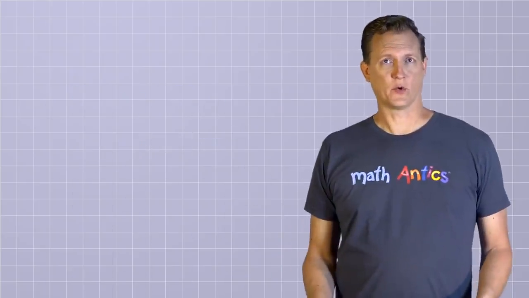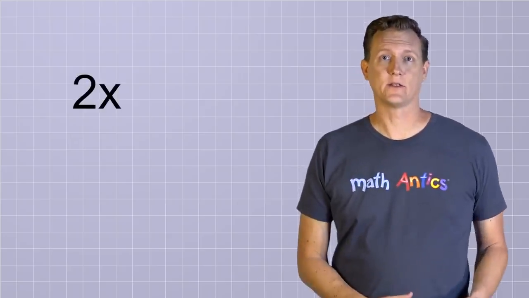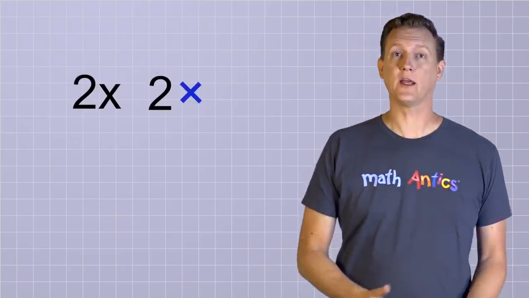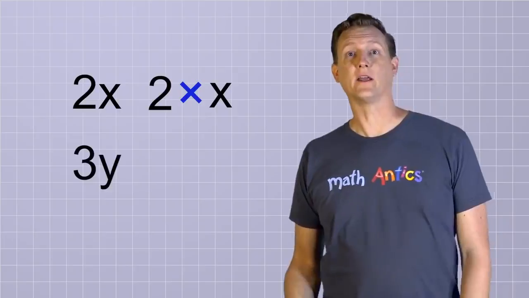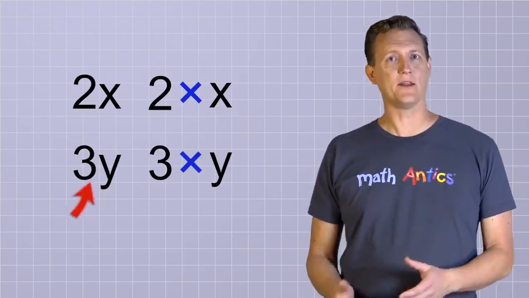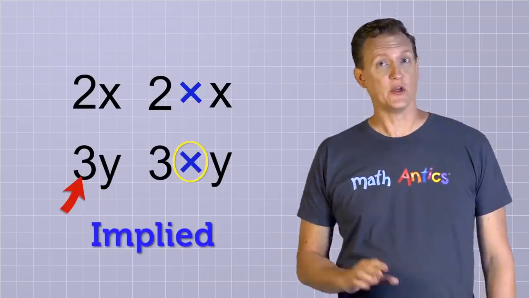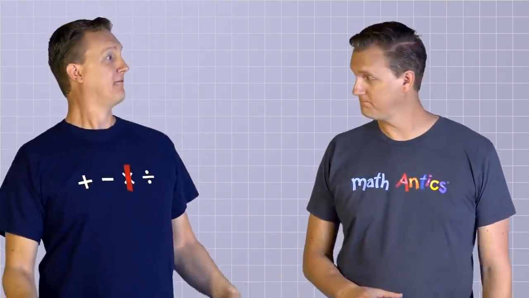You can also use this shorthand when you're multiplying a variable and a known number, like 2x, which means the same thing as 2 times x, or 3y, which means the same thing as 3 times y. Since the symbol and the number are right next to each other, the multiplication is implied. You don't have to write it down. Finally, some good news. Now I never have to write down that pesky multiplication symbol again.